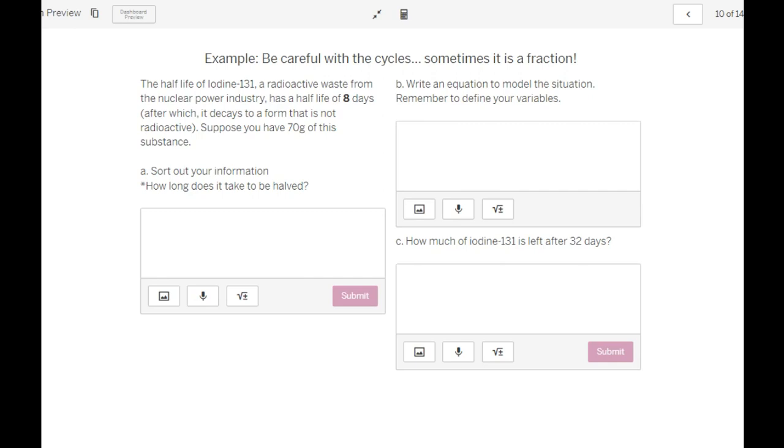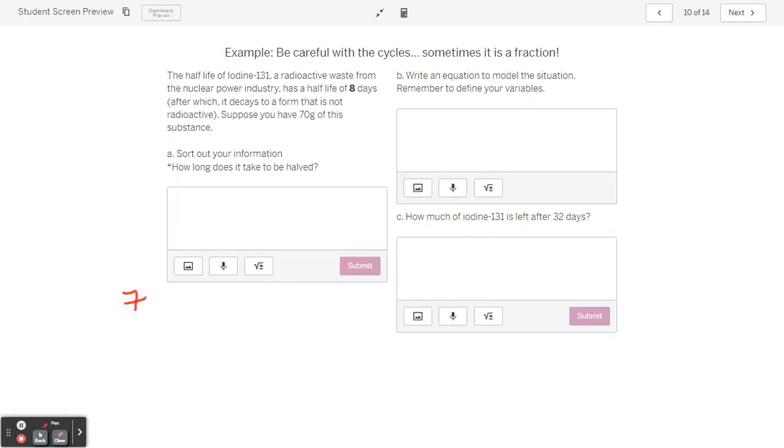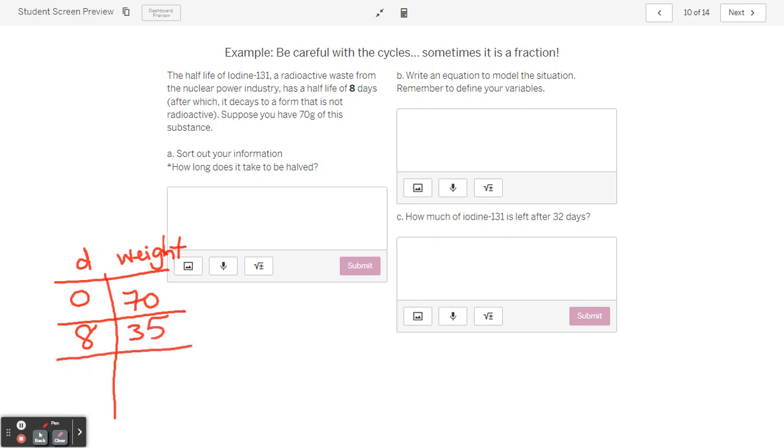So we would have initially at 0 days, 70 grams for the weight. Now, after 8 days, this becomes half. And then again, after another 8 days, the 35 is halved to 17.5. Now, I have it again, and that would happen at 24 days.